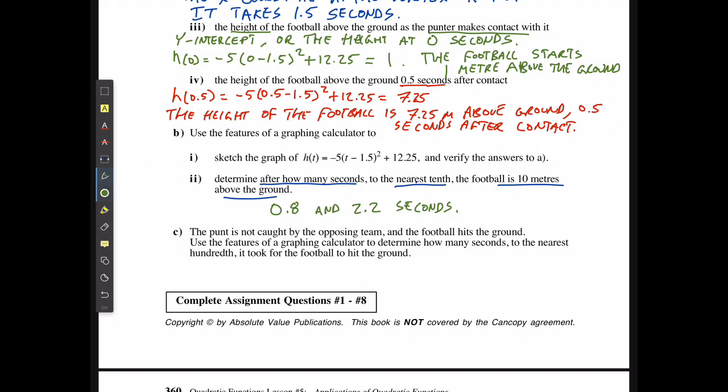The punt is not caught by the opposing team and the football hits the ground. Use the features on the graphing calculator to determine how many seconds to the nearest hundredth it took for the football to hit the ground. That's when I solve for the x-intercept. It took 3.07 seconds for the football to hit the ground.